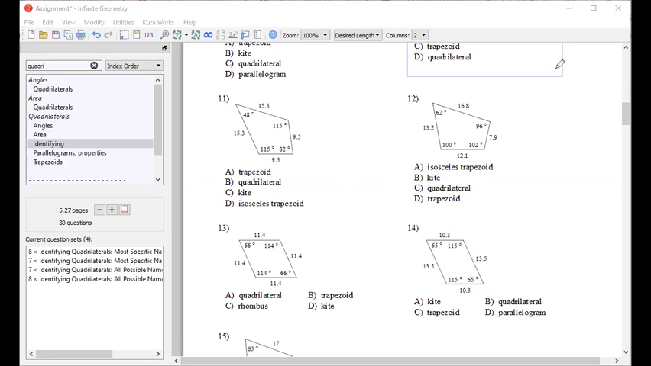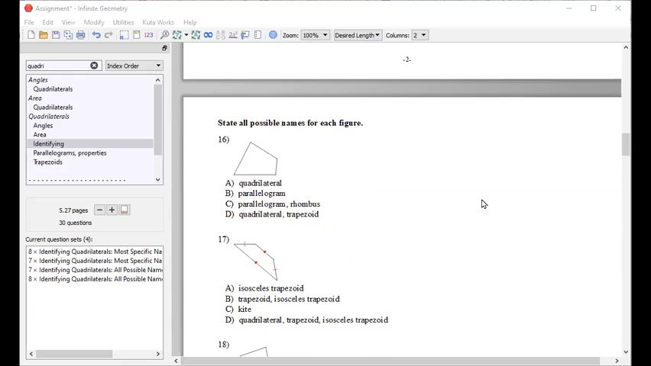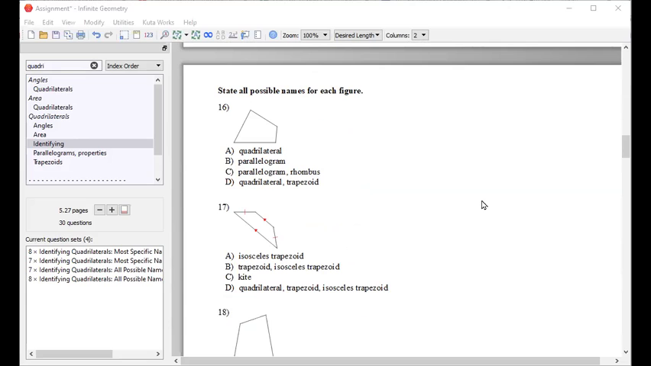So on this worksheet, you're identifying quadrilaterals or parallelograms based on the things that you just learned. Now, the ending of this is all possible names. So what could you tell about number 16? You might think it's a parallelogram, but we don't really have any markings. So number 16, the only possibility for sure based on the picture is a quadrilateral.